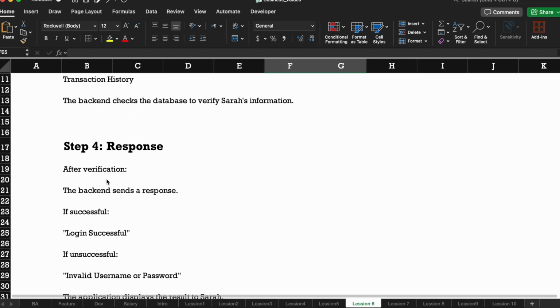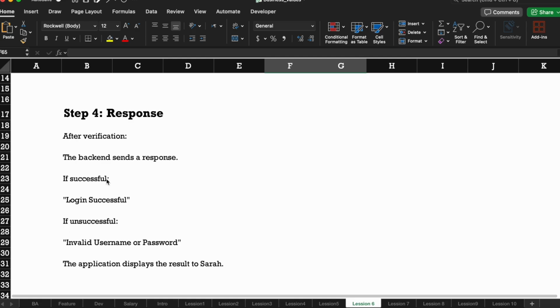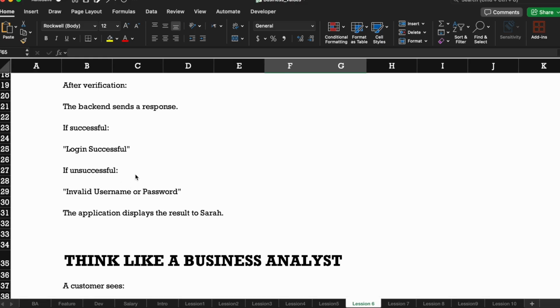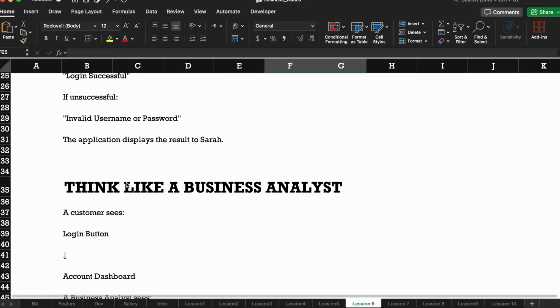Step number 4, response. After verification, the backend sends a response. It's either login successful, or if unsuccessful, invalid username or password. You are seeing this message, right? The application displays a result to Sarah.